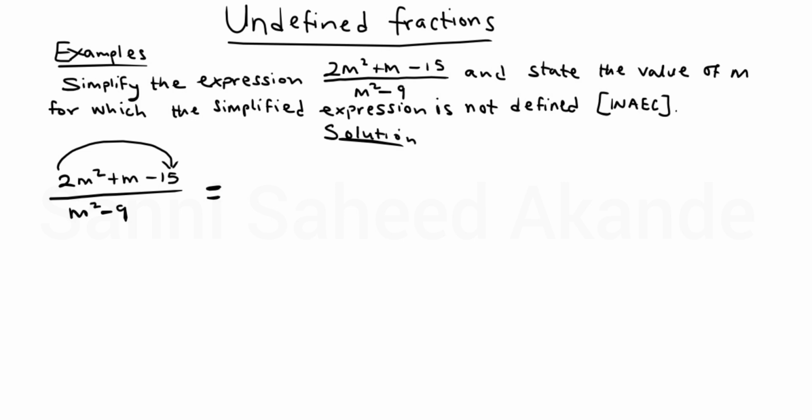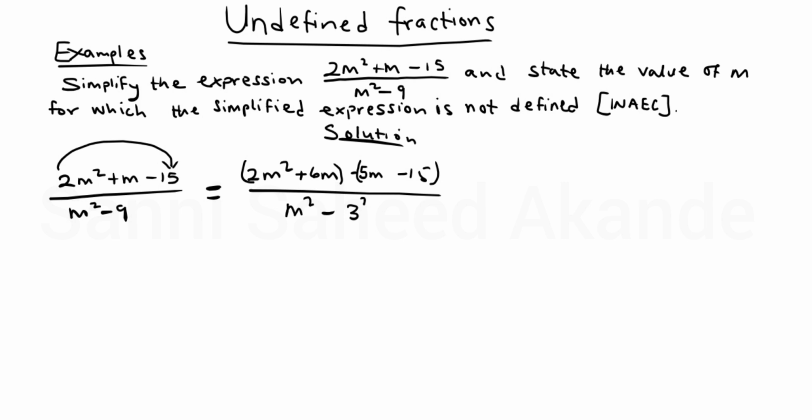Now with that we can factorize the numerator as 2m squared. So I'm going to replace this plus m with that plus 6 and minus 5. So it becomes plus 6m then minus 5m minus 15. Okay, so you can group them in twos like this. Then everything divided by the denominator, which is also a difference of two squares, where you can first of all express m squared minus 9 as m squared minus 3 squared.